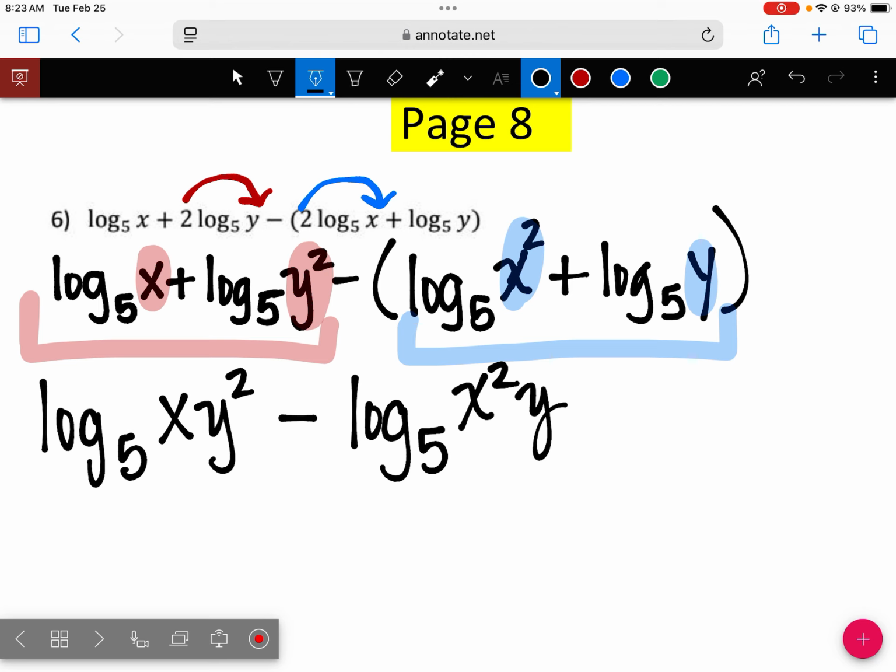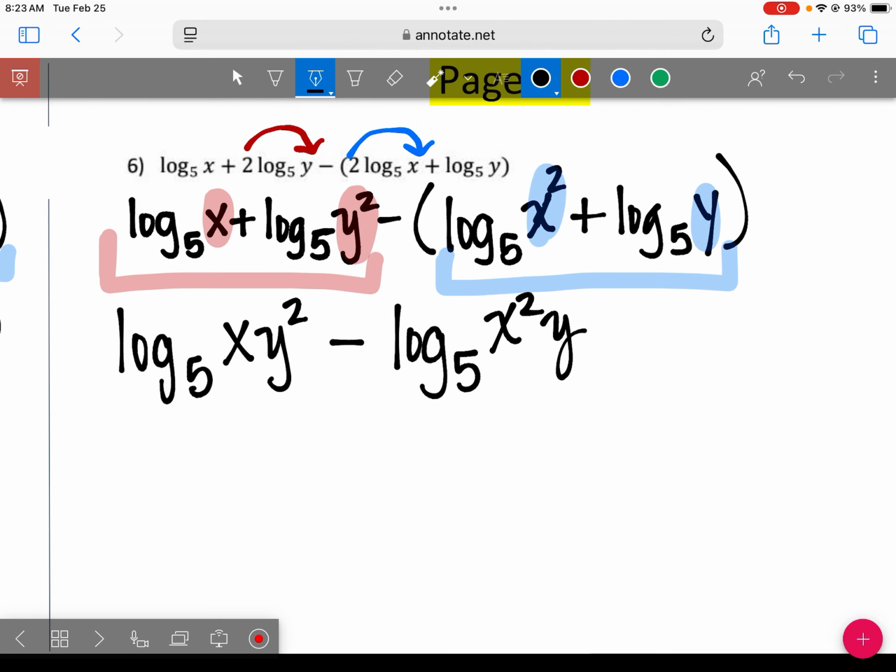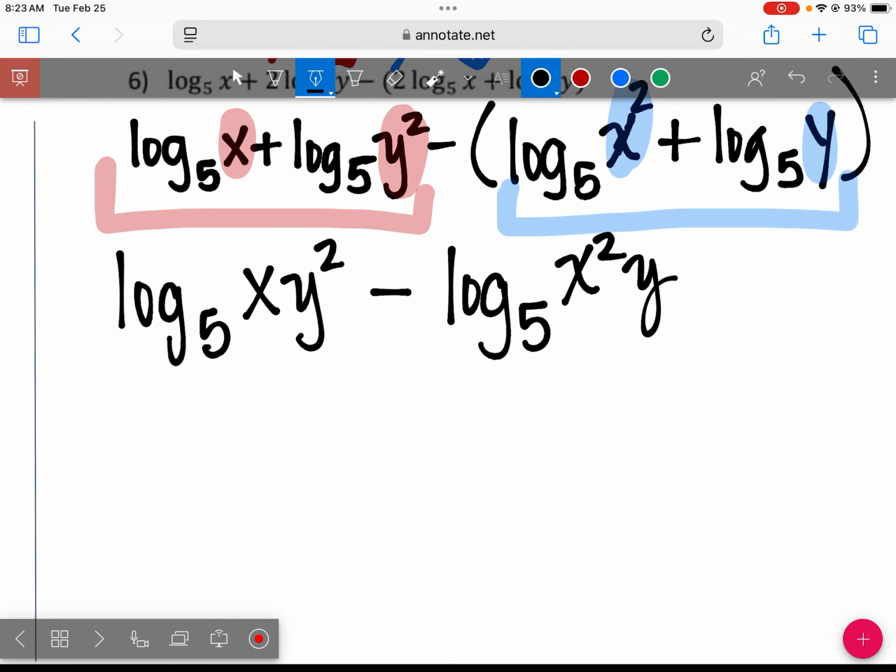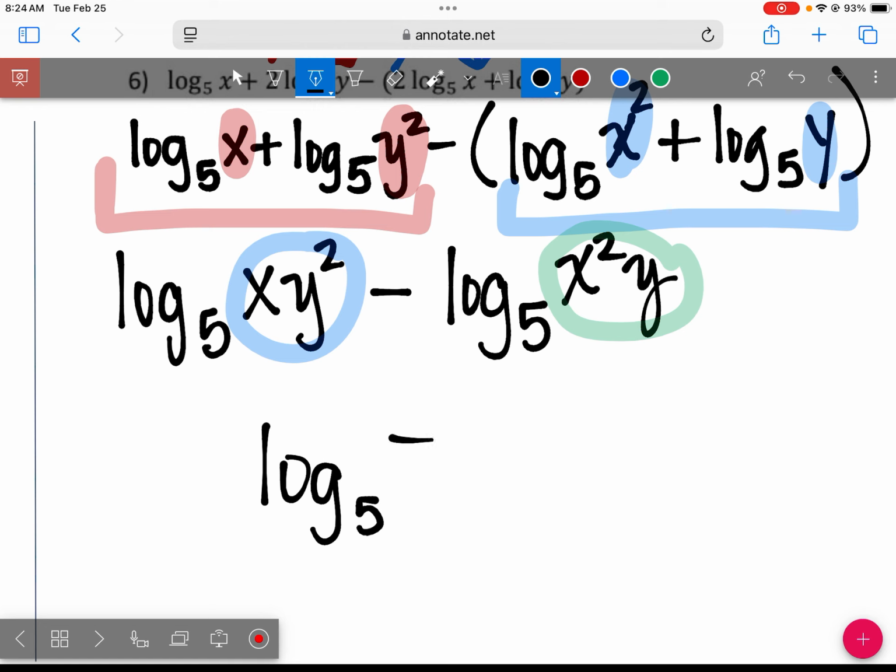And then lastly, because there's subtraction, that means that we're going to end it with a fraction. So this is the numerator of my fraction. This is my denominator. So my final answer is log base 5. And then upstairs, I have x y squared. Downstairs, I have x squared y.